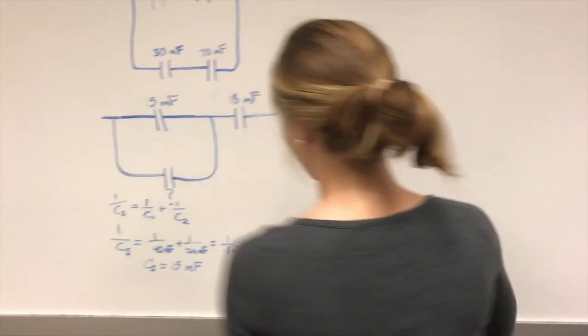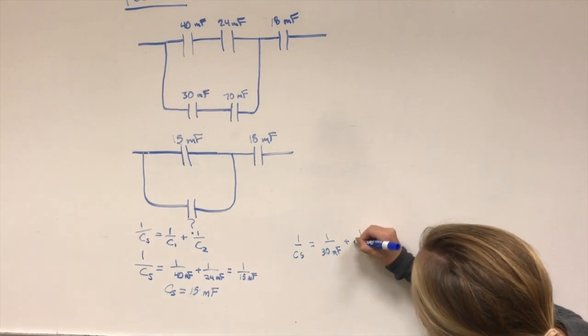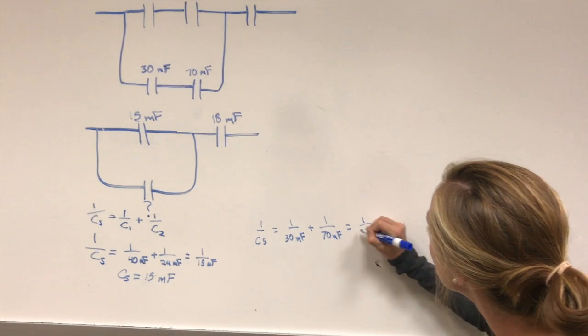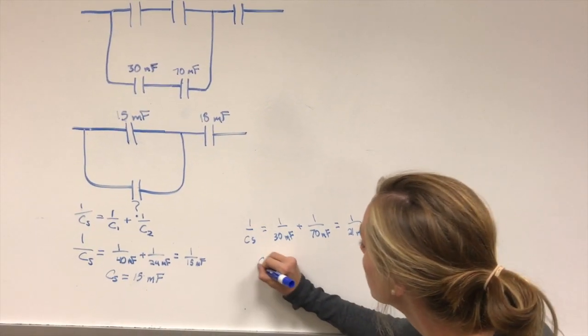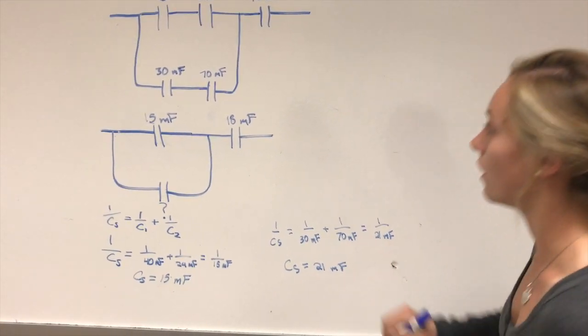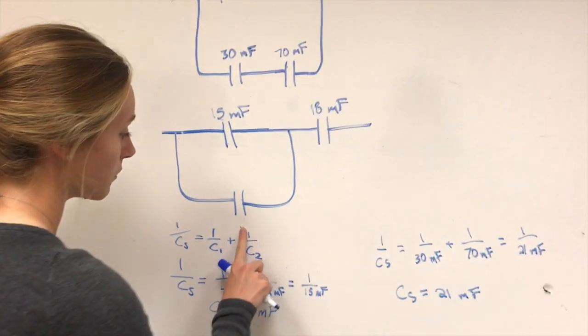The second is 1 over 30 millifarads plus 1 over 70 millifarads, which is 1 over 21 millifarads. So the capacitance of this equivalent capacitor is 21 millifarads. And we'll just write that here.